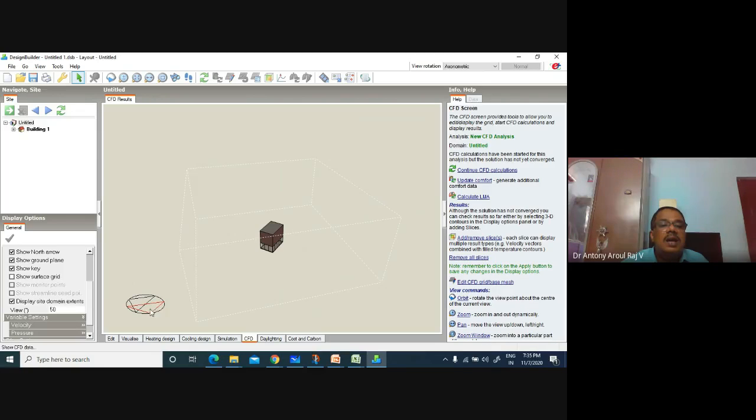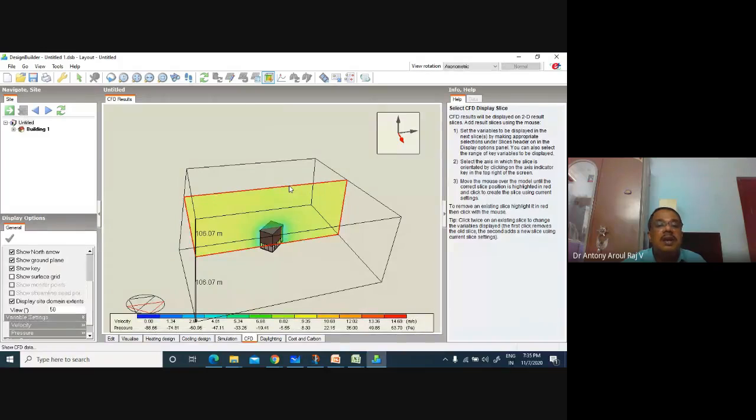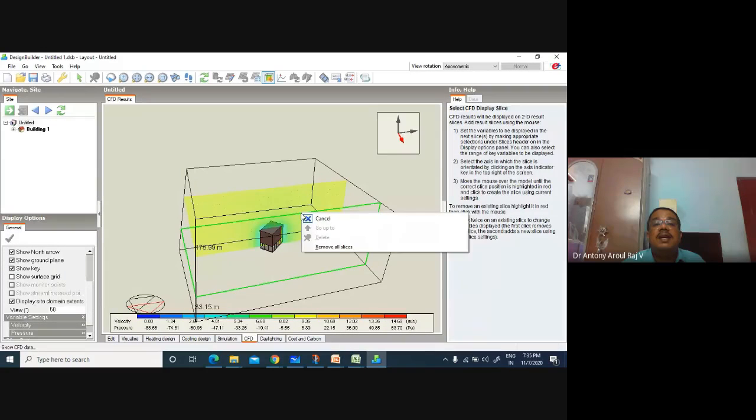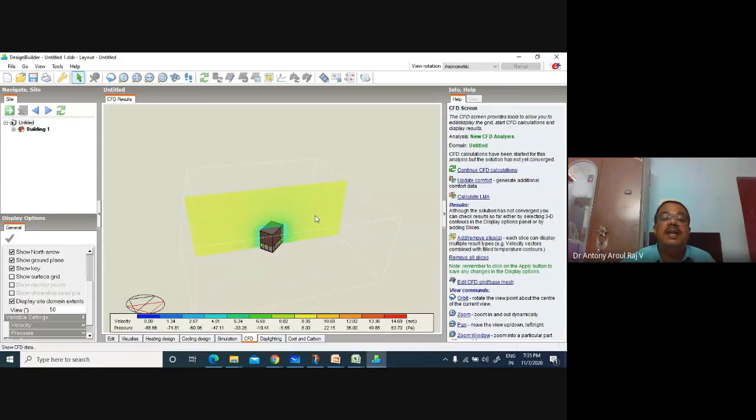Now from here you can see this is the direction. This is the north direction of the building, and the velocity flow is in this direction. Now we will see the plot. We are able to obtain some plot here, but we will be interested in finding out the velocity plot and the pressure plot here. Are you able to see that?